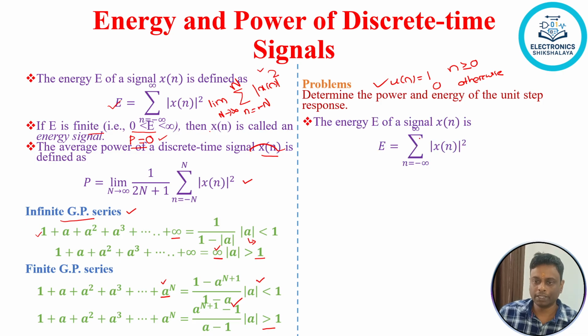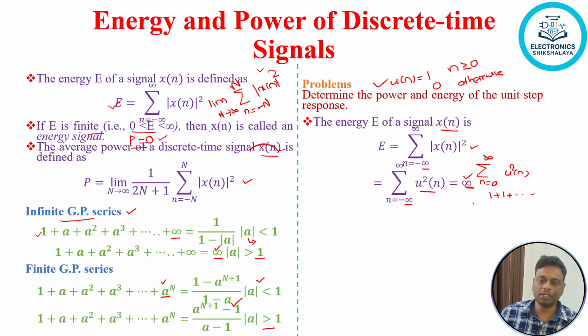The energy of a signal x of n is the summation from minus infinity to plus infinity of x of n square. Since the signal is valid from 0 to infinity, we can write the summation from n equal to 0 to infinity of u of n square. That means it will be 1 plus 1 plus so on, going to infinity. So the energy of the signal is infinity.